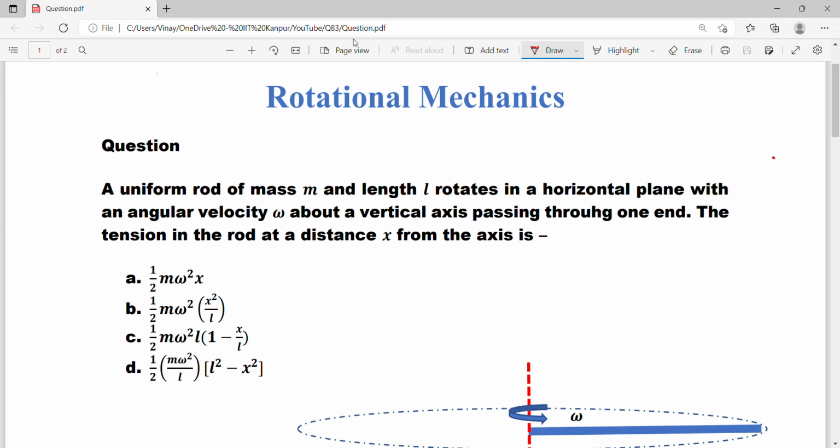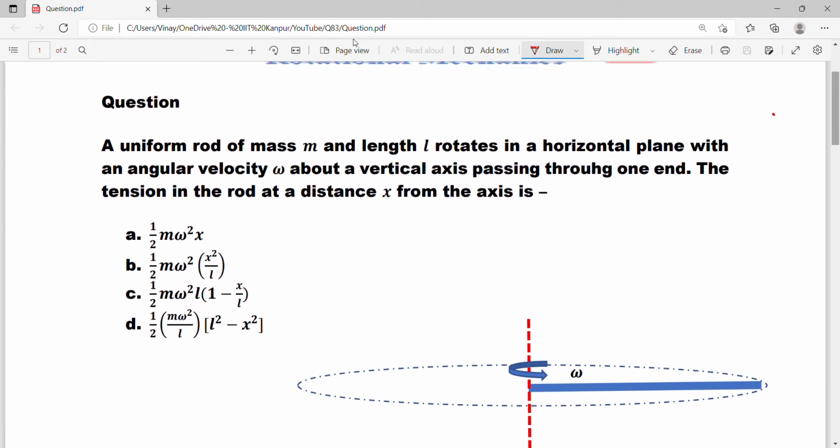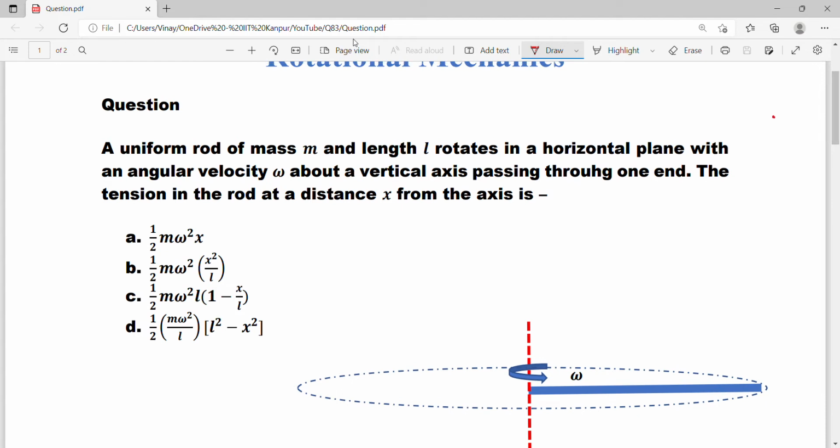Okay, so let's do this question. It is from rotational mechanics, although horizontal circular motion is involved mainly, and other fundamental concepts. So let me read the question for you.